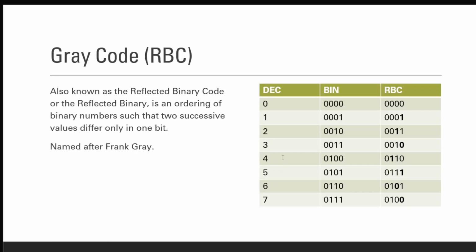Then we have our gray code. When we say gray code, this is also known as the reflected binary code. It is an ordering of binary numbers such that two successive values differ only in 1 bit. We will start off things with 000. Diyan tayo mag-i-start. For RBC, change lang tayo ng rightmost. Una lagi ang rightmost.